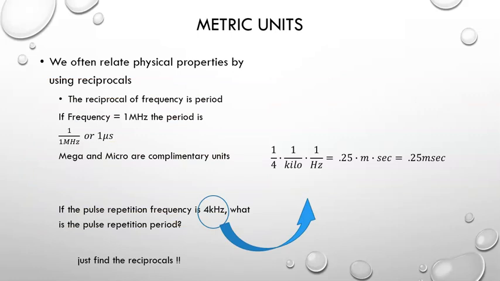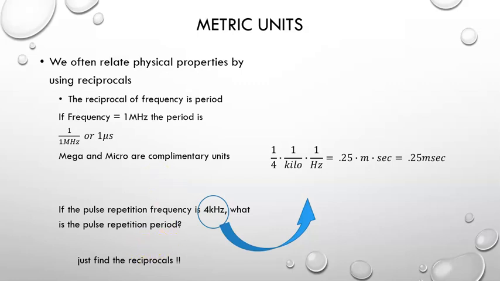With metric units, we often relate physical properties by using reciprocals. So the reciprocal of frequency is period. Therefore, if our frequency is 1 megahertz, what is the period? Well, it's 1 over 1 megahertz, and we can bring the mega up to the top as its reciprocal micro, and hertz up to the top as its reciprocal seconds. And so we have 1 over 1 megahertz is equal to 1 microsecond. Mega and micro are called complementary units.